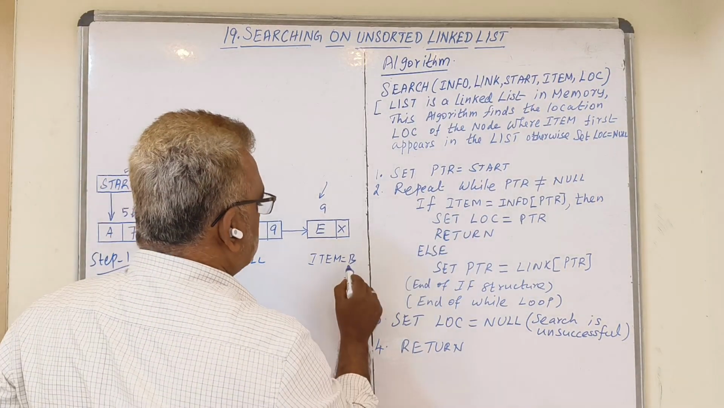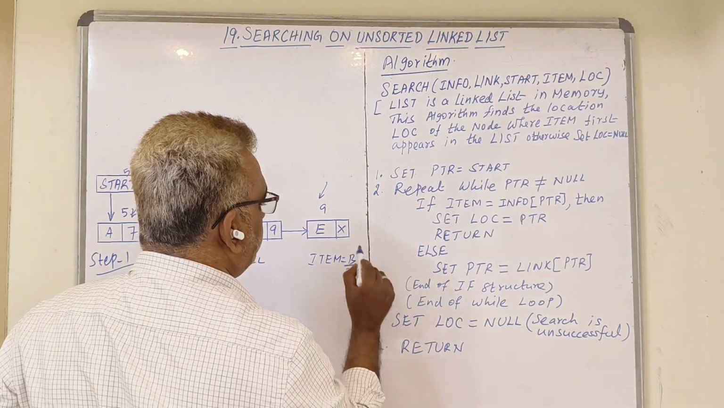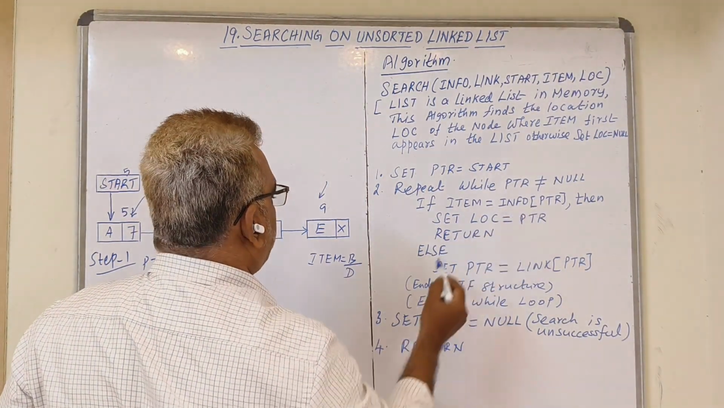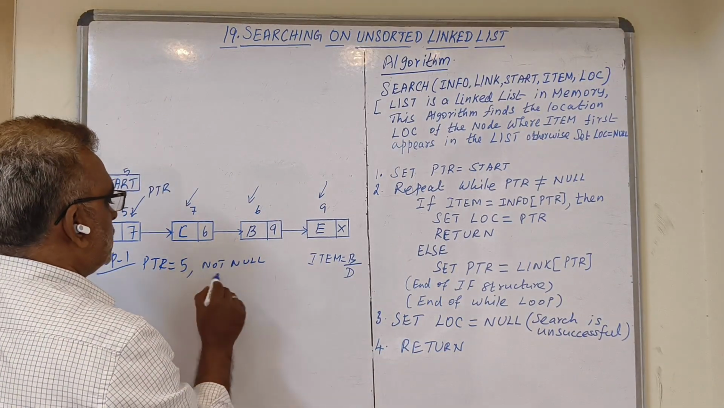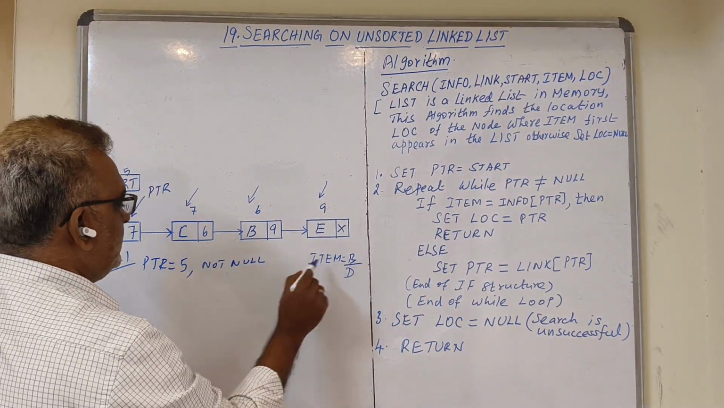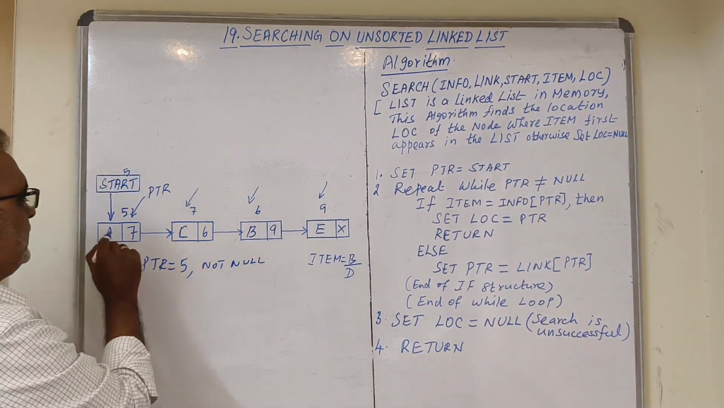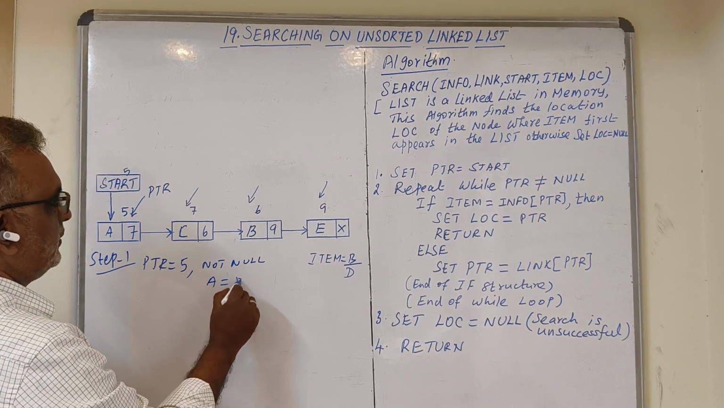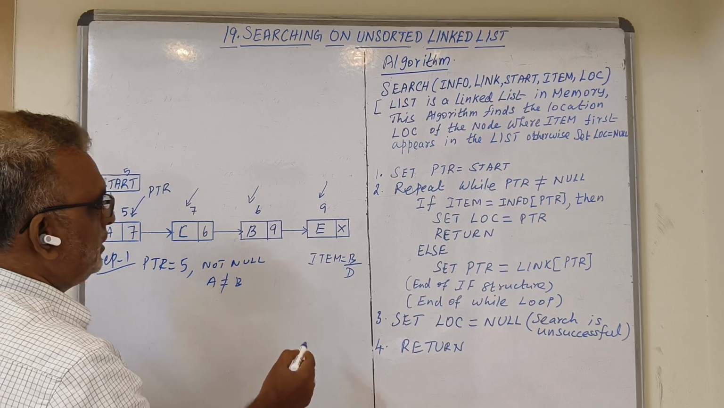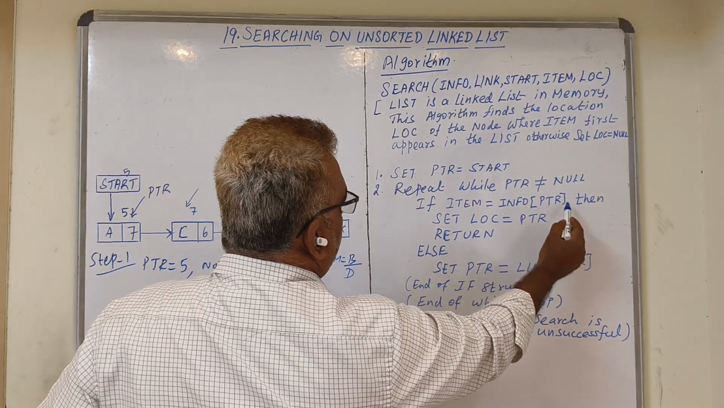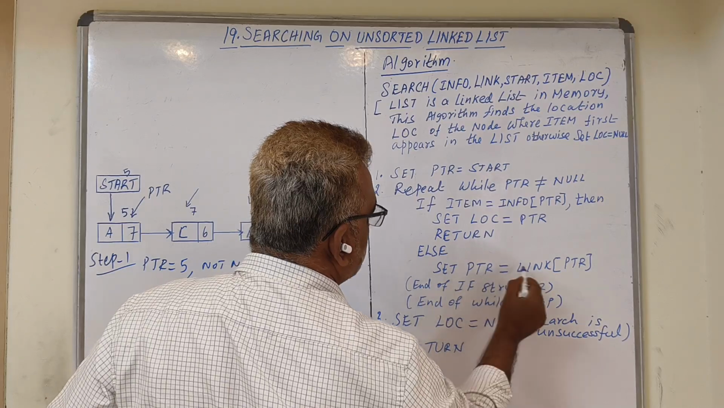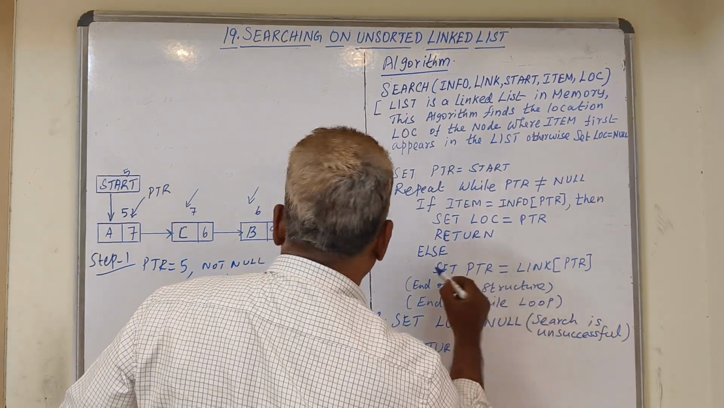If item value, so let us consider the item is B. If item, that is the information part of the PTR, check if both are equal. The item is B and the information part of the PTR is A. So check if A is equal to B. It is not equal, so automatically we go to the else part, that is store the link part of PTR in PTR.